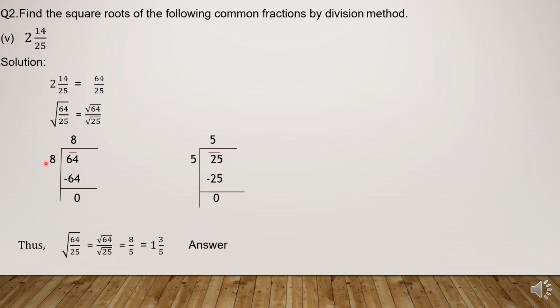Square root of 64, 8 8s are 64. Square root of 25, 5 5s are 25. So square root of 64 is equal to 8. Square root of 25 is equal to 5. 8 by 5. Now can you leave your answer just like this, 8 by 5? No, we can't. This is an improper fraction. Got it? Numerator is bigger than denominator. So we will convert it into a compound fraction.